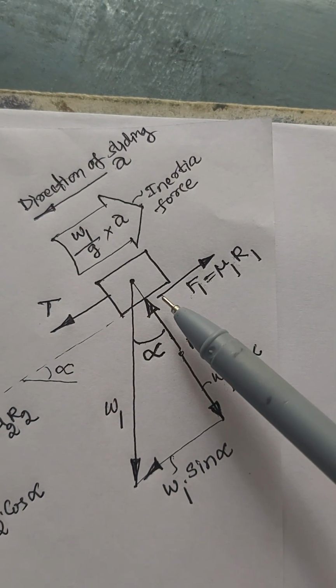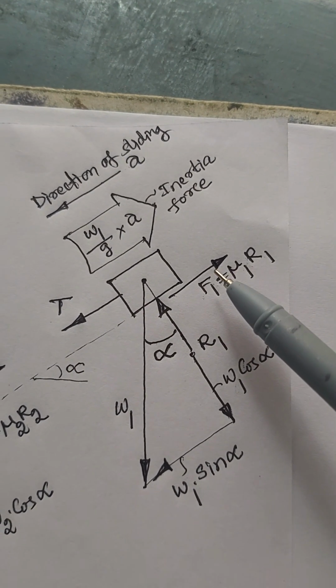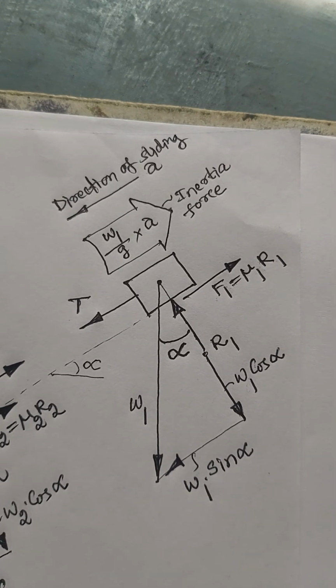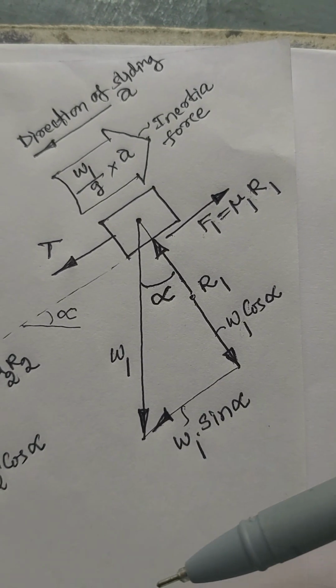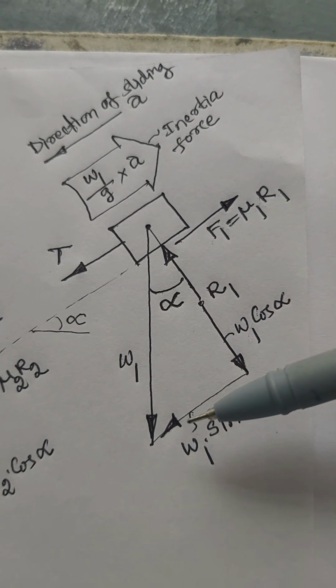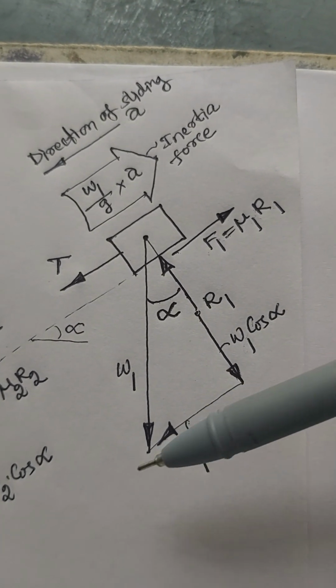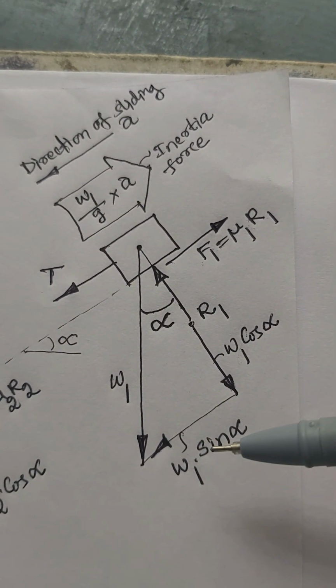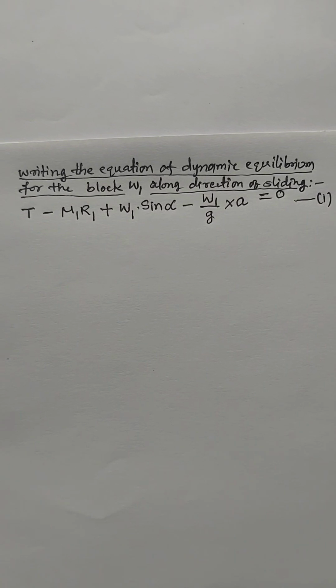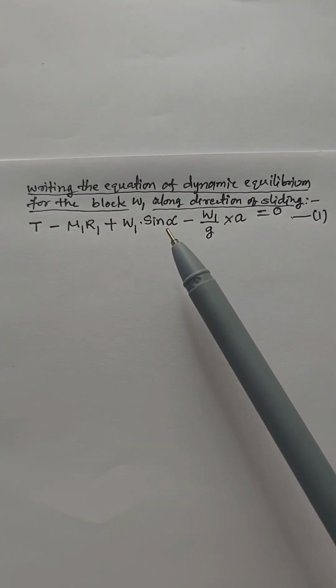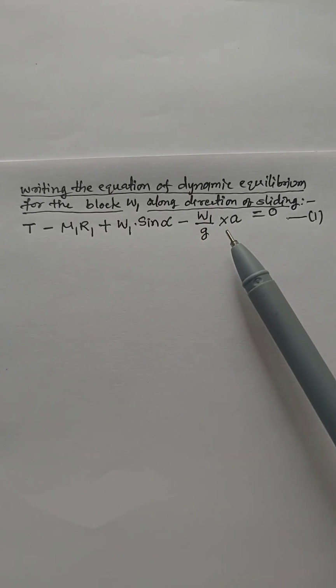F1 equal to mu1 into R1, the frictional force, is directing opposite to the direction of sliding. The direction of this frictional force is opposite to acceleration, so this is also considered negative. Okay, the component of weight, W1 sin alpha, is also directing along the direction of sliding, along the direction of acceleration, so this force is considered positive. Writing the equation of dynamic equilibrium for the block W1 along the direction of sliding, this is the equation: T minus mu1 into R1 plus W1 into sin alpha minus W1 by G into A equals 0.